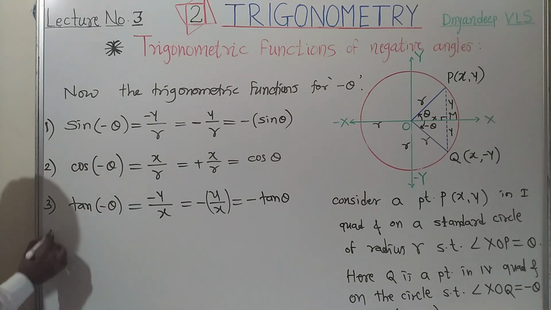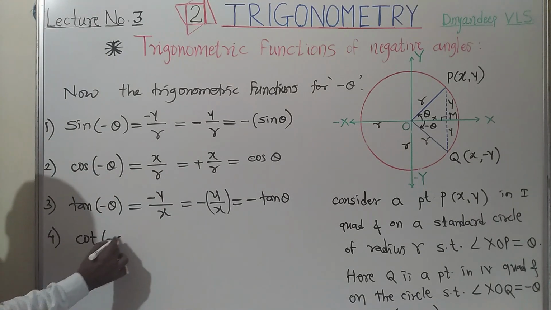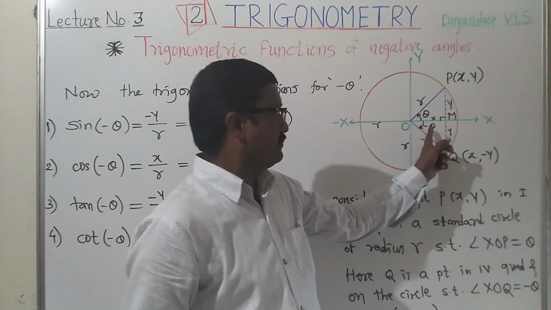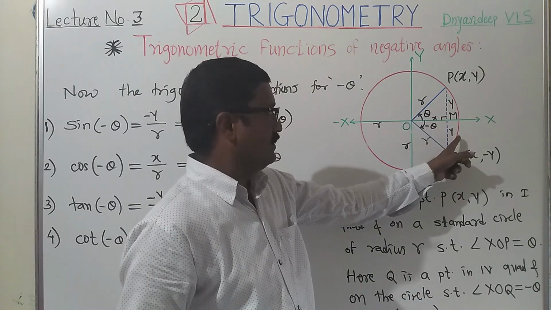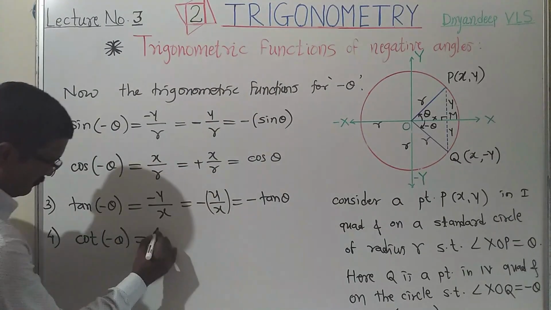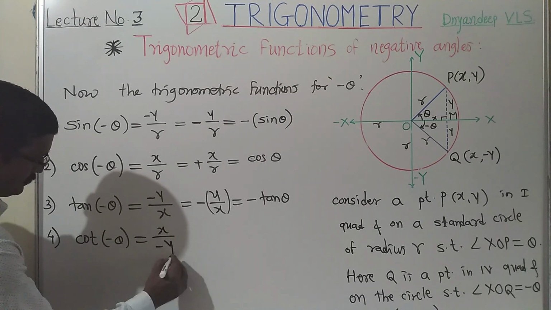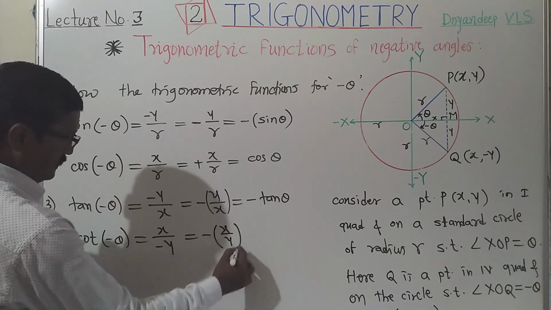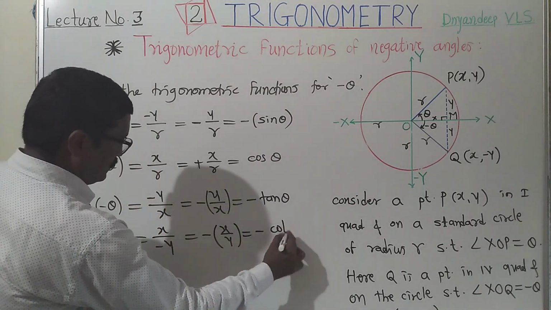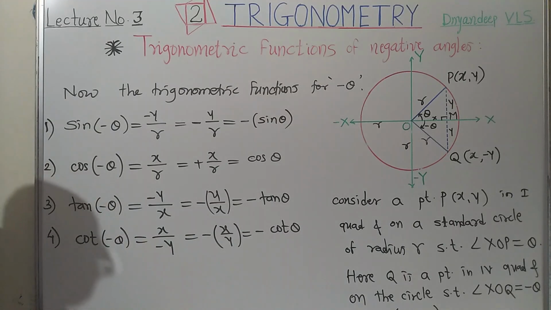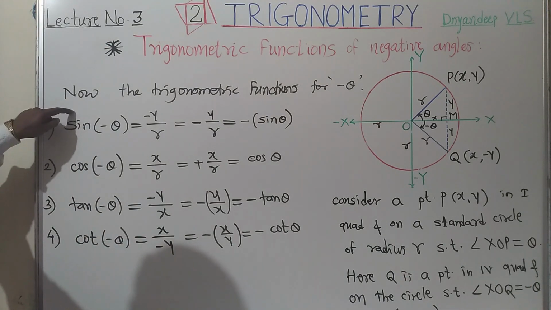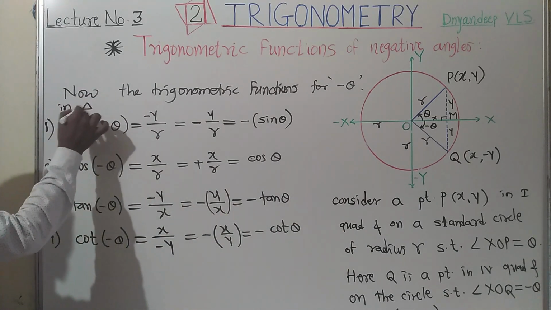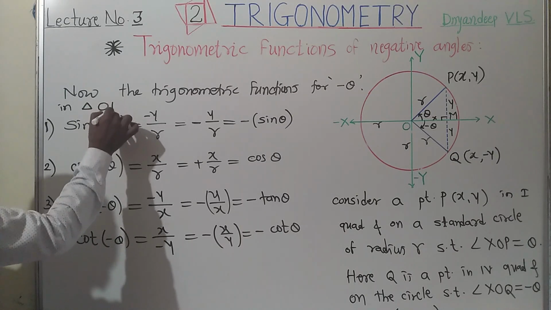Then fourth one, that is cot of minus theta. Cot of minus theta is equal to, once again, for cot minus theta it is adjacent upon opposite. Adjacent is x and opposite is minus y. So it is equal to negative of x upon y. What is x upon y? It is obviously cot theta in triangle OPM. We are writing this. Now the trigonometric function for minus theta in triangle ONQ.